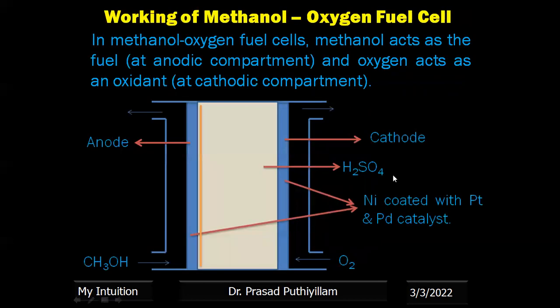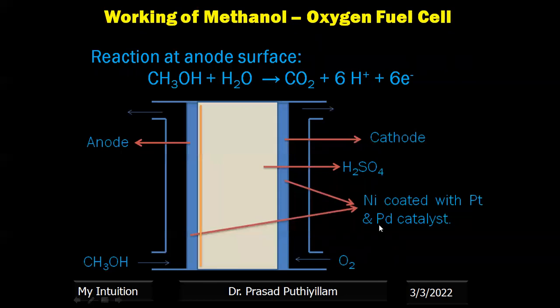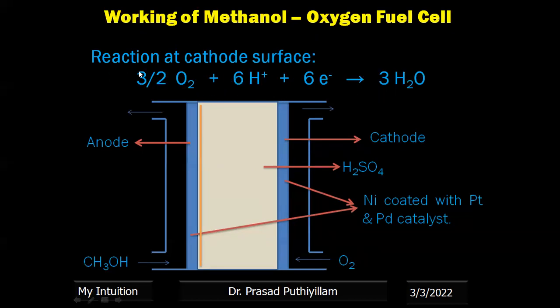Now its working. In the methanol oxygen fuel cell, the methanol acts as the fuel, which is taken in the anodic compartment, and oxygen acts as the oxidant, which is taken in the cathodic compartment. Now the reaction on the anode surface: methanol will combine with the water molecule to give carbon dioxide, H+ and electrons. Now this H+ will travel through the electrolyte medium, already it is sulfuric acid. H+ will diffuse to the cathode. Electrons will travel through the external circuit. So there should be an external circuit connected with the anode and cathode. Electrons will move towards the external circuit.